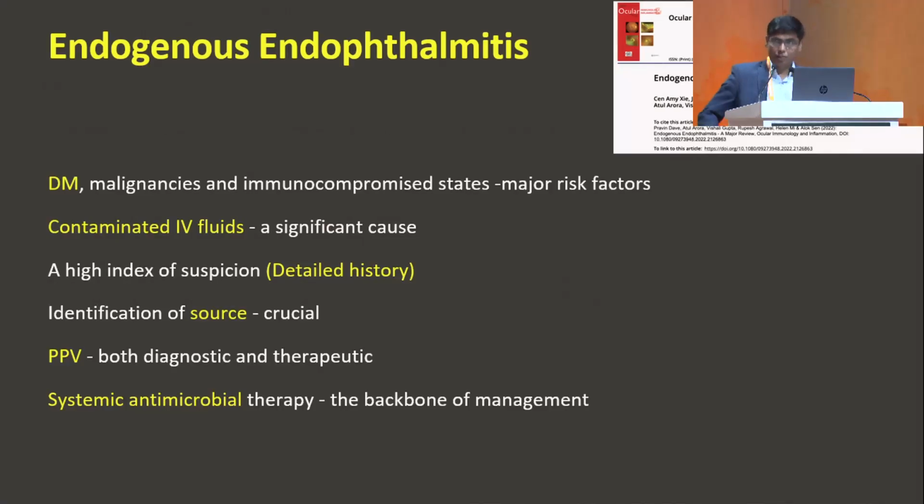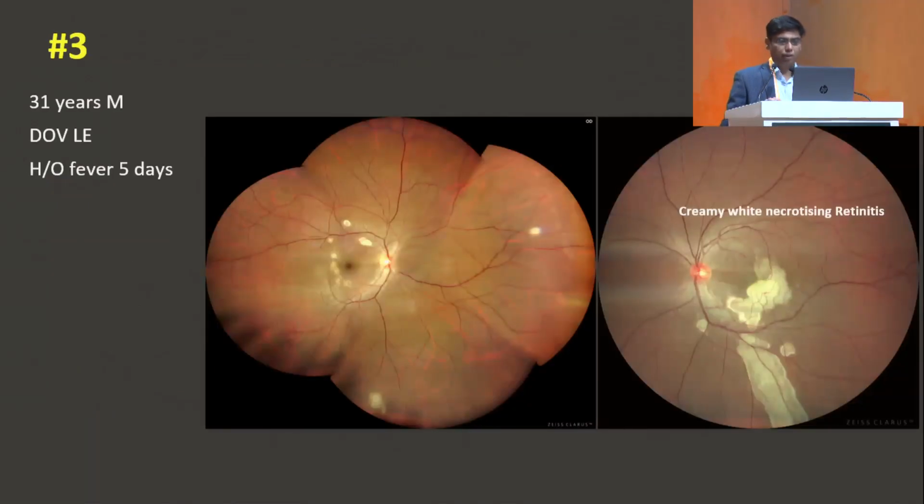So endogenous endophthalmitis can have various presentations. Mostly they present in patients who are immunocompromised. But in our setup, contaminated IV fluids are an important risk factor for this. Of course, you will have to have a very high index of suspicion to make a diagnosis, and PPV is probably both diagnostic and therapeutic in these cases.